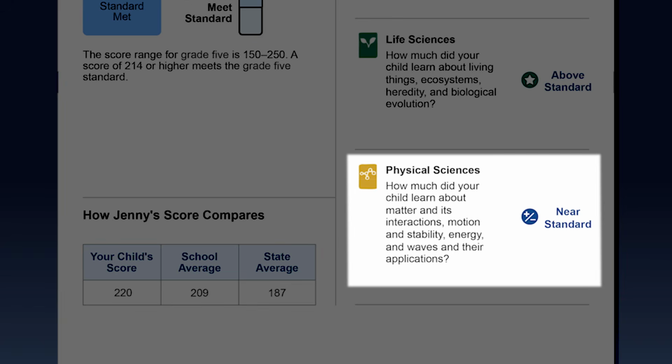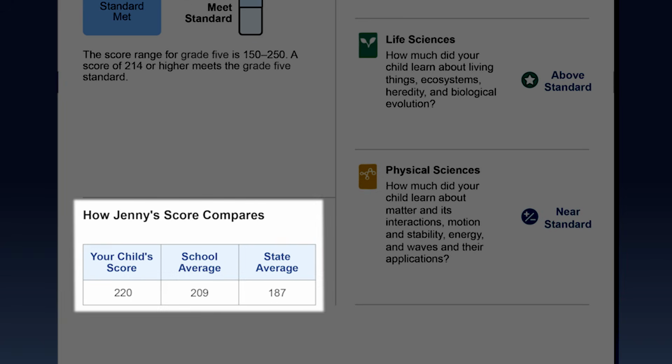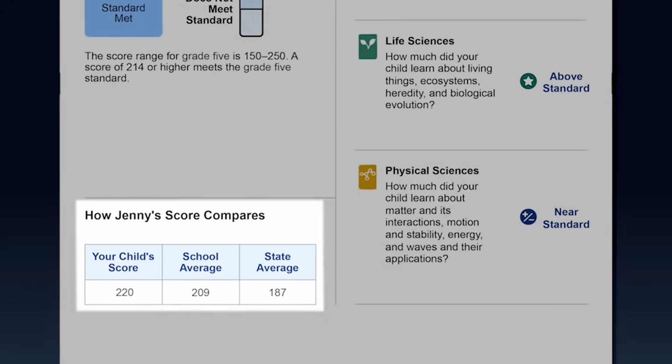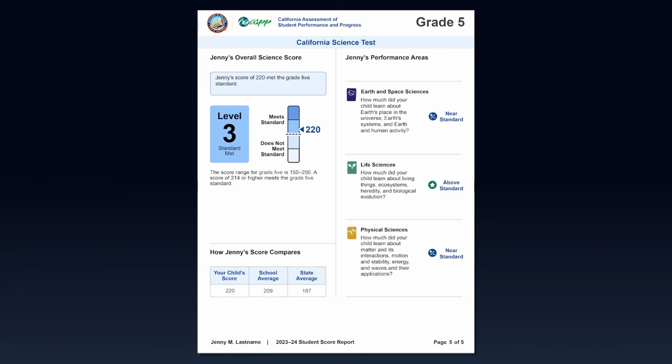Jenny scored near standard. Toward the bottom of the page is how Jenny's science score compares to other students in grade 5 at the same school and across the state. Jenny's score of 220 is higher than both the school average of 209 and the state average of 187. Students who complete the CAASPP in grade 10 or 12 will receive a standalone Science SSR.